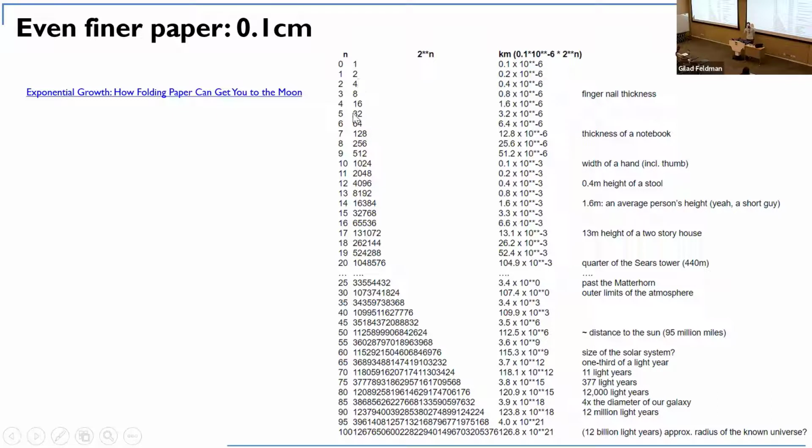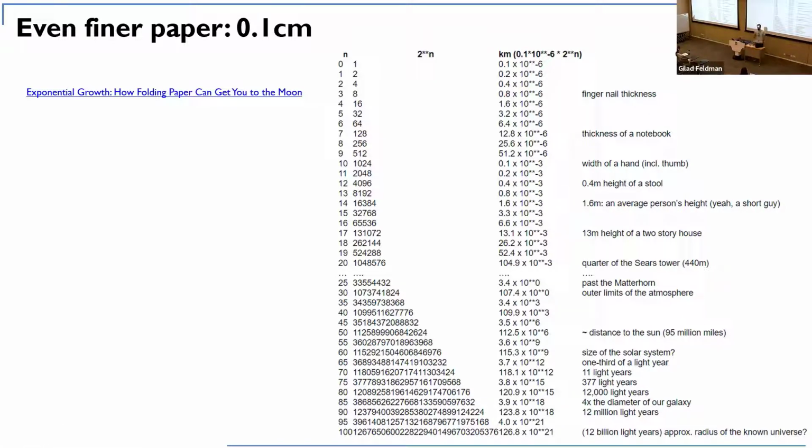It starts kind of slow. At the beginning, you fold 1 time, 2 times, you get to a fingernail after 3 foldings. At 7, you get to the thickness of a notebook. At 10, you get to the width of a hand. At 12, you get to the height of a stool. At 14, you get to the average person. But here, because of exponential growth, it gets very, very fast. And very quickly, even after 50 foldings, you get to the distance of the sun.